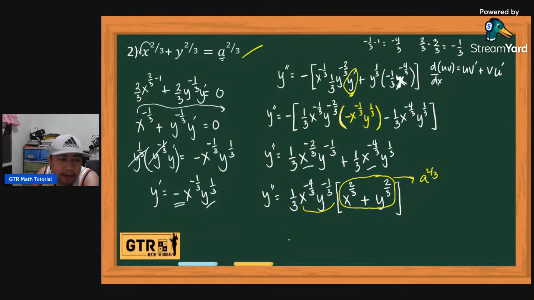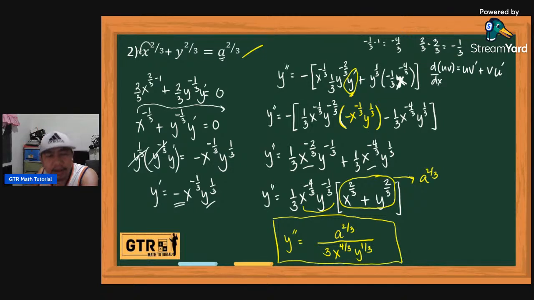So therefore, the final answer for the second derivative is a raised to 2/3 all over 3 x raised to negative 4 over 3. So we put that in the denominator since it is negative, and make the exponent positive by the negative exponent rule. So y raised to negative 1/3, that is y raised to 1/3. So this is the final answer, the second derivative.